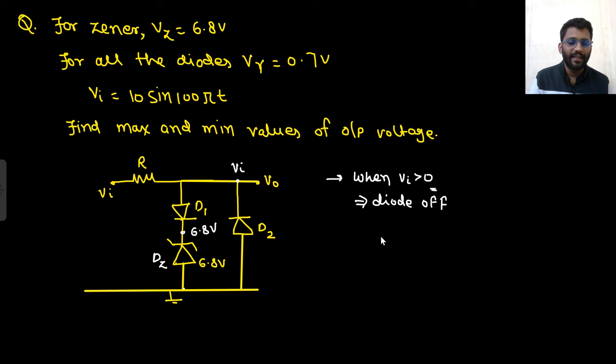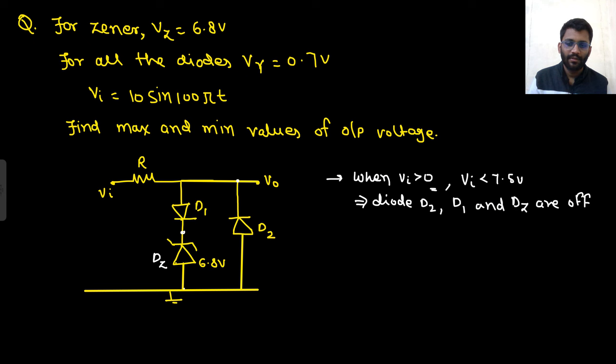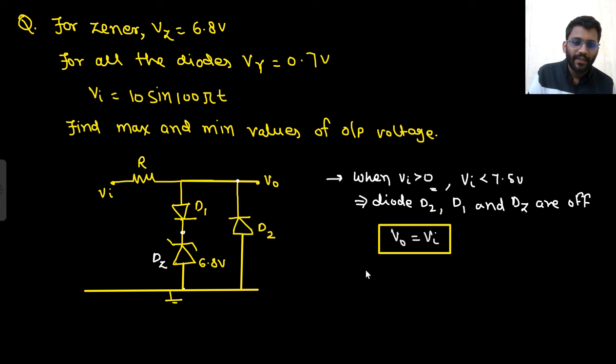So till Vin is less than 7.5 volt, diodes D2, D1 and DZ are off. So if they are all off, that means V0 will simply be equal to Vin, right? So V0 is simply equal to Vin. Now let's take the next one, when Vin is greater than 7.5 volt. This is the second condition.